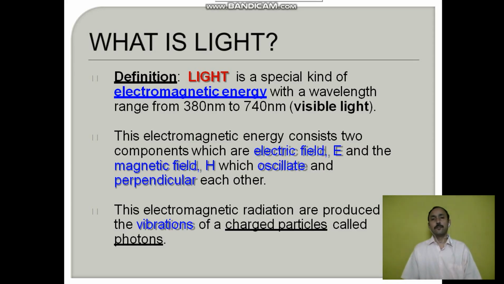By definition, visible light is a special kind of electromagnetic energy with a wavelength range from 380 nanometers to 740 nanometers. This electromagnetic energy consists of two components, electric field E and magnetic field H, which oscillate perpendicular to each other. This electromagnetic radiation is produced by the vibrations of charged particles.